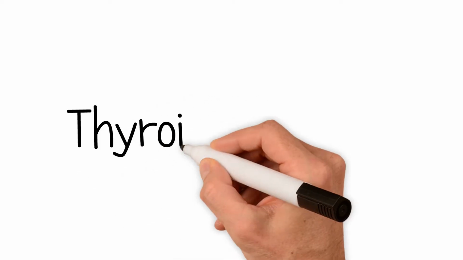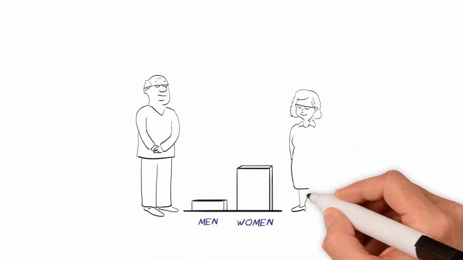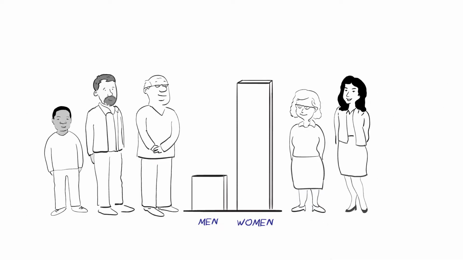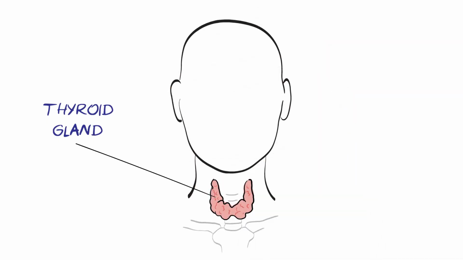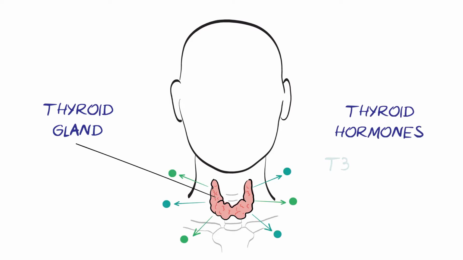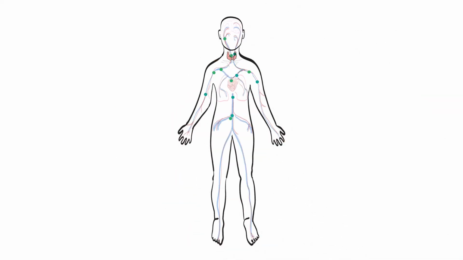Hello, in this health sketch we'd like to talk to you about thyroid disorders, which are conditions of the thyroid gland. Thyroid disorders can affect anyone, men, women and children, but they are more common in women and become more common with age. The thyroid gland is a small butterfly-shaped organ that is found in the neck just in front of the voice box. It makes the thyroid hormones, T3 and T4, which act as chemical messengers traveling through the bloodstream to all the cells and tissues in the body.